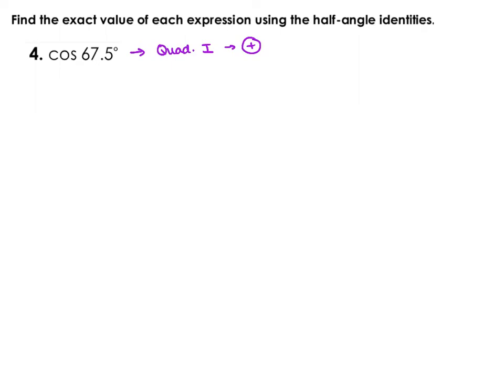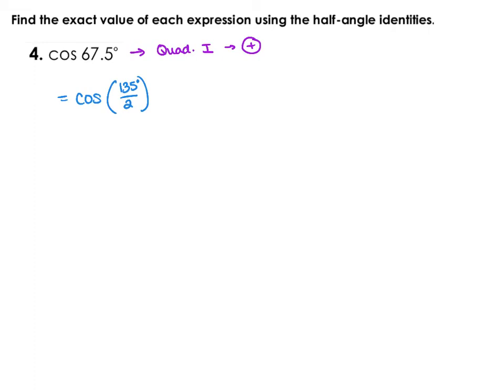So what we're going to do is say we've got this 67.5. That is the same as 135 divided by 2. So the cosine of 67.5 degrees is the same as the cosine of 135 degrees divided by 2. So not the whole thing, but the 135, that divided by 2. Okay, so 135 degrees is something we can work with. That's an angle we know.